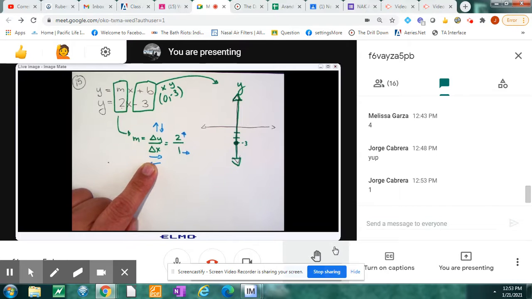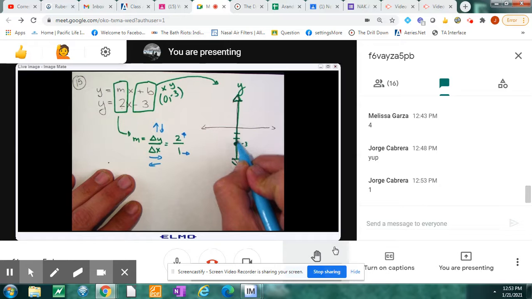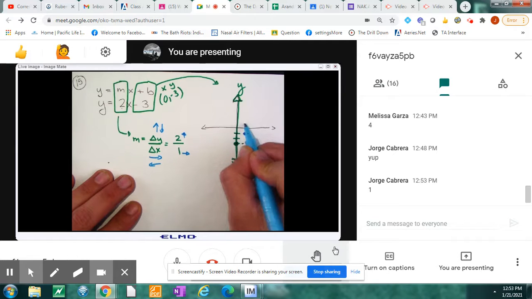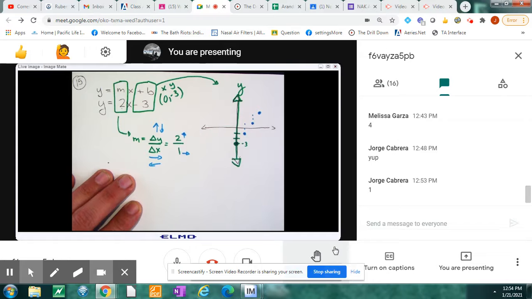So now you just got to count. Ready? So here we go. Up 2, 1, 2, and then 1. Again, 1, 2, and then 1. See that? So it's good. It looks like a straight line.